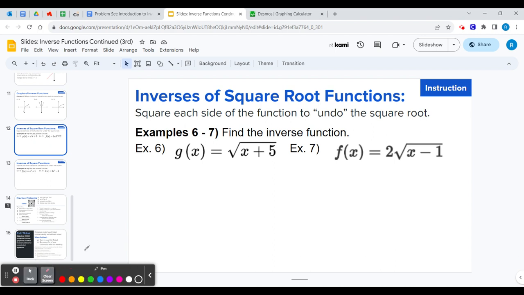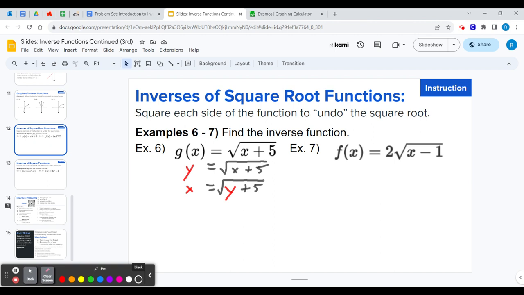So in example 6, we're going to go through the same process we went through yesterday, finding our inverse functions. We're going to swap out that g of x with y, so y equals the square root of x plus 5. Then that key step there where we switch x and y around, that's the mechanic to setting up our inverse equation. So now it's x equals the square root of y plus 5.